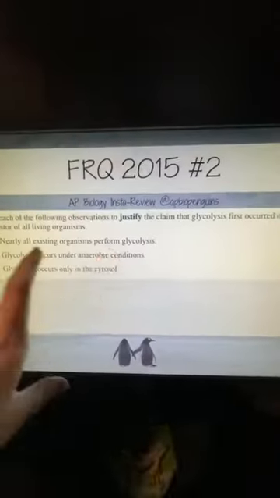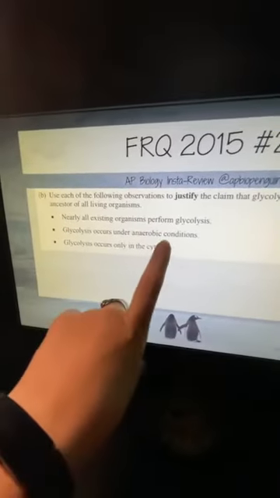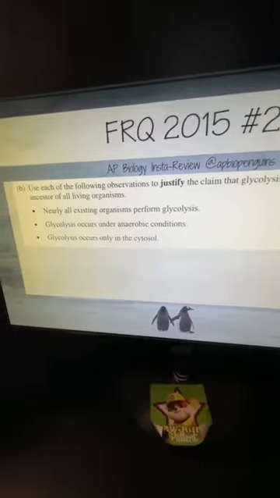Whew, mouthful, right? So part B is looking at this evolutionarily, right? So why can we say that glycolysis occurred in a common ancestor? Well, we already went through this a second ago, right? So it tells you that nearly all organisms perform glycolysis. It occurs in anaerobic conditions, and then it also only occurs in the cytosol.